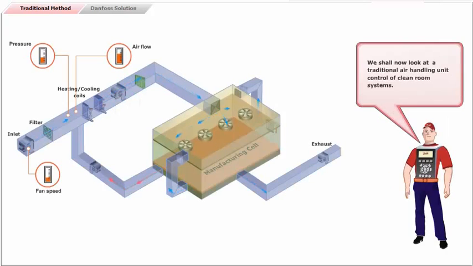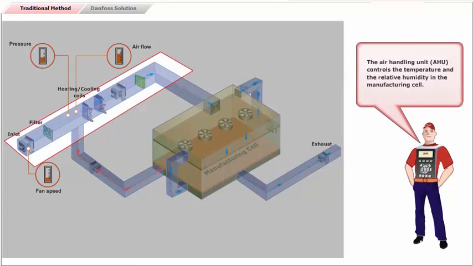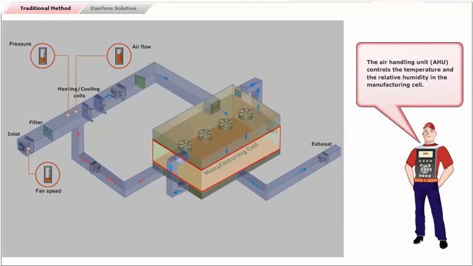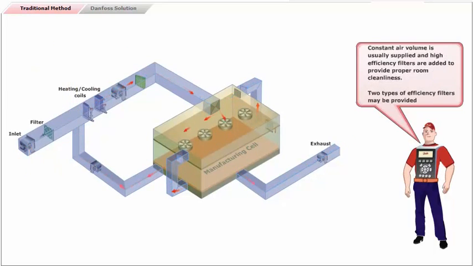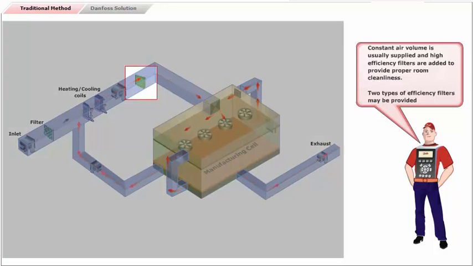We shall now look at a traditional air handling unit control of clean room systems. The air handling unit controls the temperature and the relative humidity in the manufacturing cell. Depending upon the design requirements, some air handling units provide 100% fresh outside air, while others use a recirculation method. Constant air volume is usually supplied, and high-efficiency filters are added to provide proper room cleanliness.